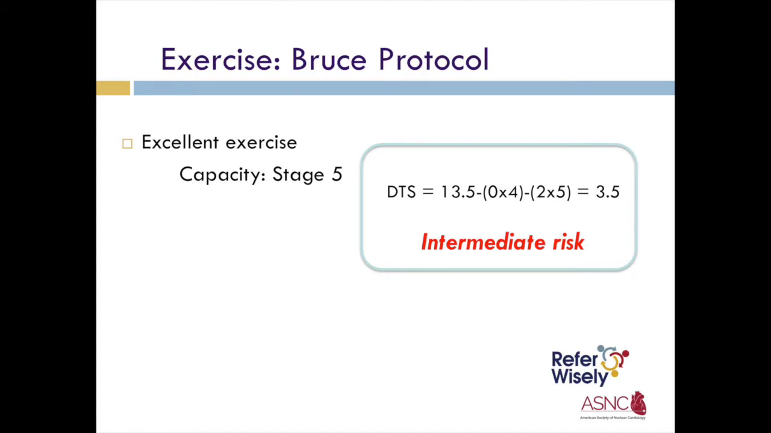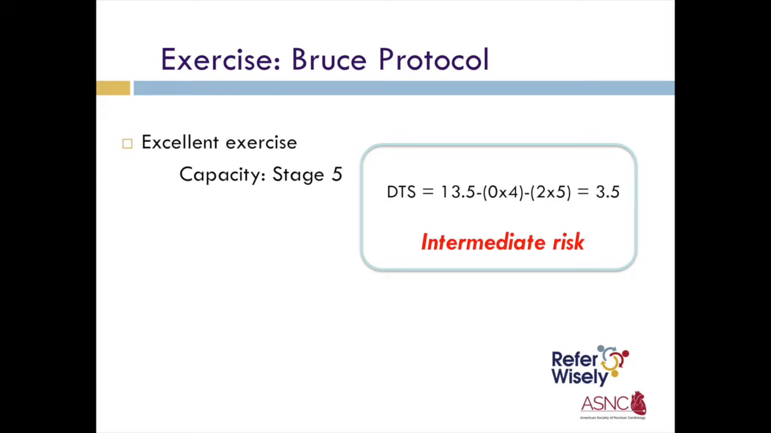So the patient had excellent exercise capacity, reaching stage 5 of the Bruce protocol and exercising for 13.5 minutes. No symptoms of chest pain, but 2 millimeter horizontal ST depressions, with a normal hemodynamic response in that the heart rate and blood pressure were increasing, but as noted, the blood pressure reached a high peak level.